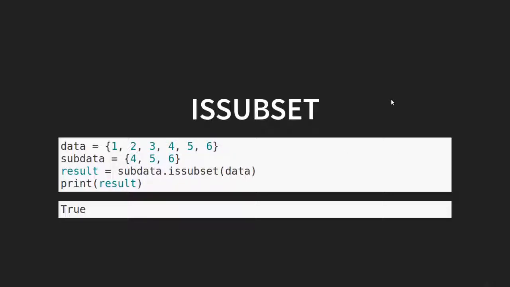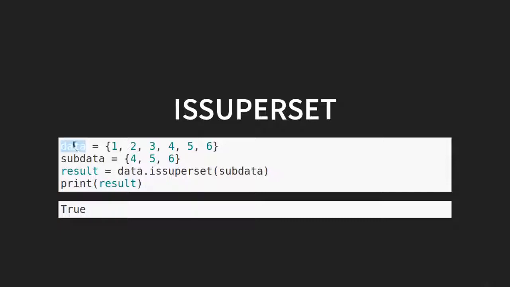So you can test to see if things are subsets, and you can also see if things are supersets. So we have the same data things here. So we've got data, then subdata, and then we want to know if data is a superset of subdata, and that is also true. And I think that's it.